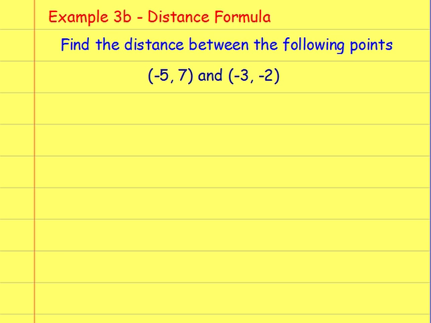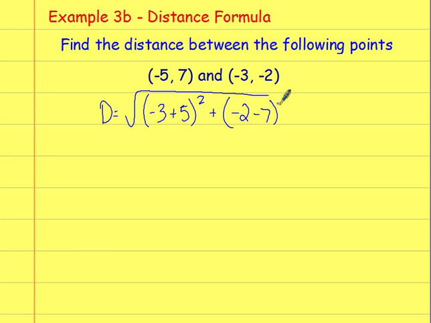Alright, so, help me plug this in. What would it look like? Square root of what? Negative 3. It's actually plus 5 because it's a minus a negative, right? So negative 3 plus 5 squared plus negative 2 minus 7 squared.